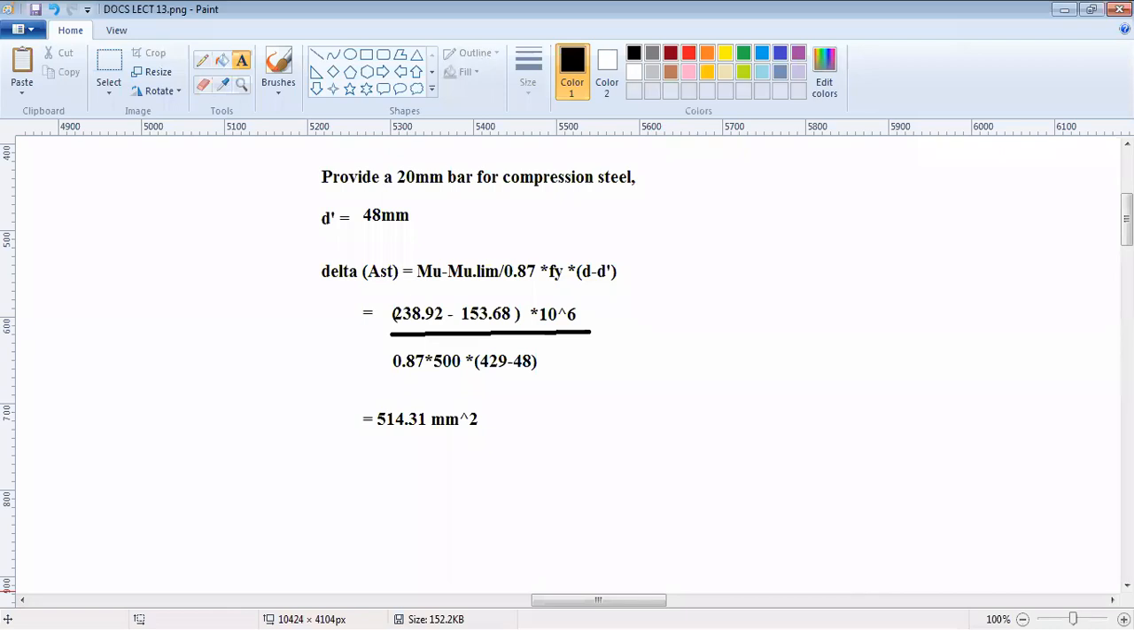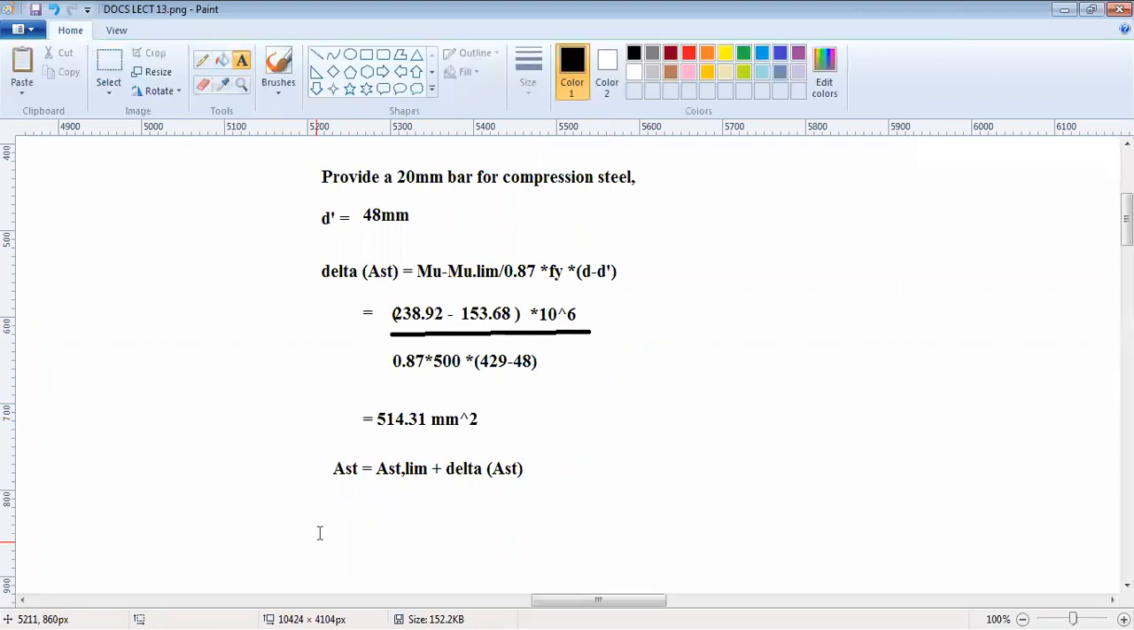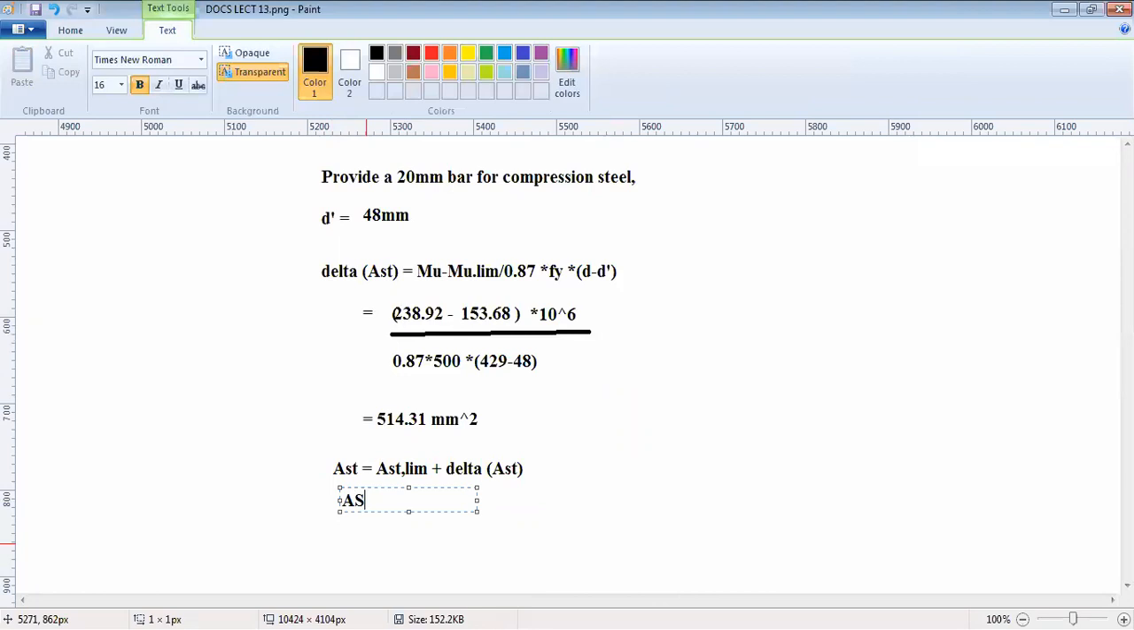Thereby, corresponding to this, we just have to calculate the total AST that we require. So you can say this is AST2, but we have assumed two things here. Number one, we have assumed that corresponding FSC is 0.87 FY here. Second, we provided 20 mm compression reinforcement, such that you are getting D dash equal to 48 mm here. We assume these two things. So your total AST is AST limiting or AST1 plus AST2 or delta AST. Don't get confused with the notation. AST limiting is AST1 and delta AST is AST2.